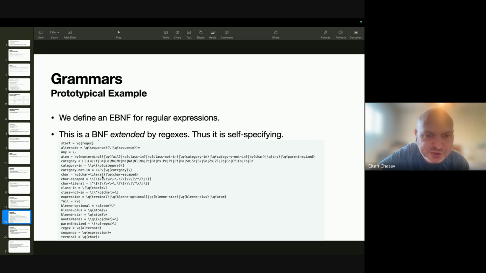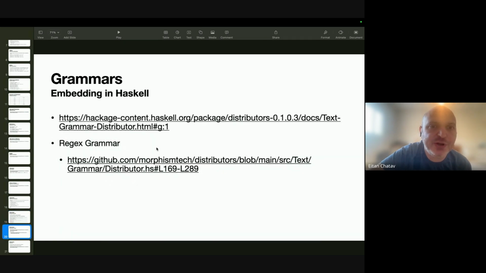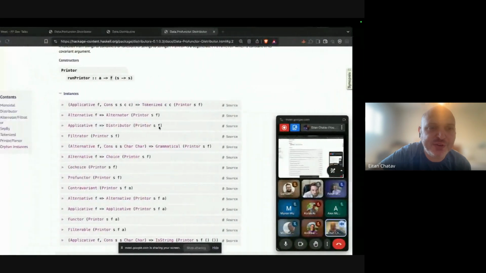Are there any questions on this grammar for regexes? Okay. So one interesting thing about this is that we can't define a regex for regexes, because regexes are not a regular language. They're a context-free language. All right, so let's talk about embedding grammars in Haskell.